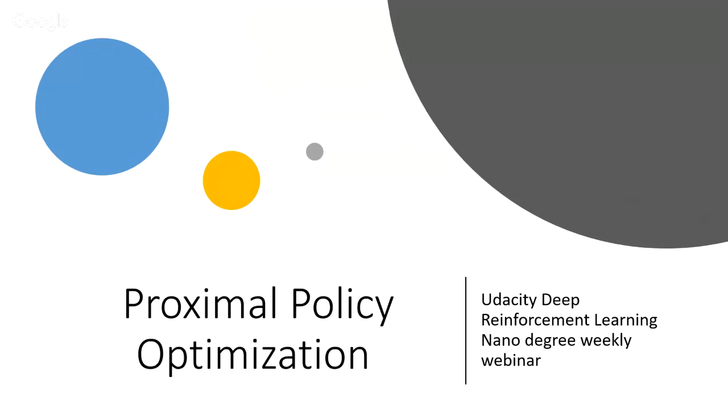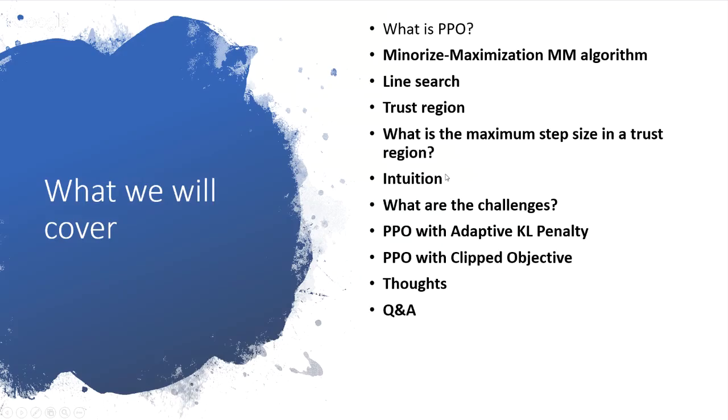Anyway, I'll go on to what I will be talking about in this particular webinar. I'm going to talk about what is PPO. I'm going to talk about the min-max algorithm. I'm going to talk about line search, trust region, what is the maximum step in trust region, intuition behind it, what are the challenges, PPO with adaptive KL penalty, PPO with clipped objective, some thoughts, and then a Q&A at the end.